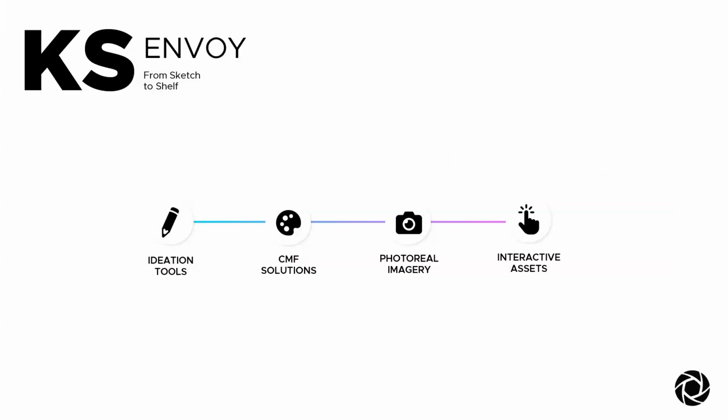All right, so that's basically the summary of Sketch to Shelf with KeyShot, right? That's a summary of our product development process and the ways in which you can use KeyShot's features to streamline your workflow and really make use of KeyShot in more ways than one. Remember, that's ideation tools like live linking, to CMF solutions, like 3MF, photoreal imagery for marketing materials, and interactive assets to really pull in and engage that buyer, right?